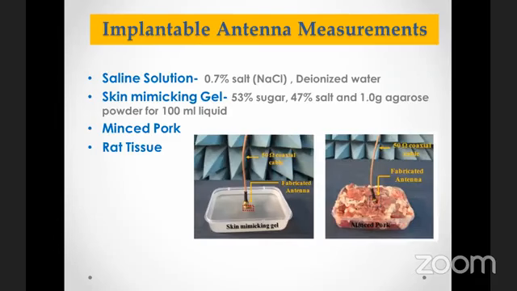For measurements of implantable antennas, when we fabricate them, we go for either saline solution, in which 0.7% salt is taken with deionized water, or we can go for skin mimicking gel, in which the gel is prepared with 53% sugar, 47% salt, and 1 gram agarose powder. They can also use minced pork or rat tissues for real life like measurements.